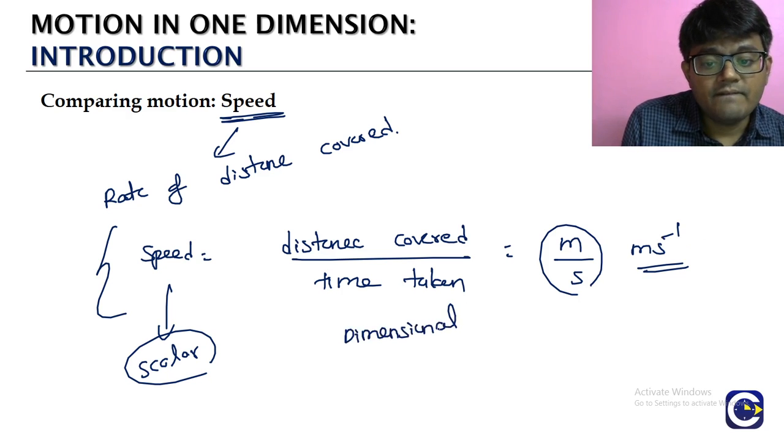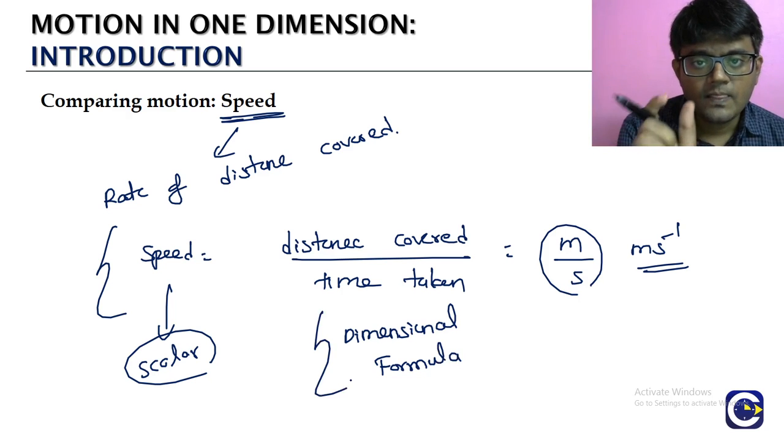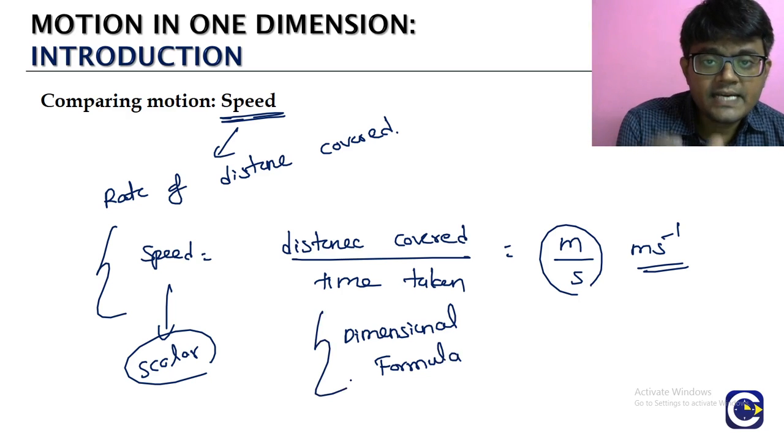Remember, whenever we are talking about any physical quantity, the first thing we need to focus on is the definition of the physical quantity. The moment we understand the definition, we should look at the SI unit of the physical quantity and its dimensional formula. So look at what will be the dimensional formula for speed.